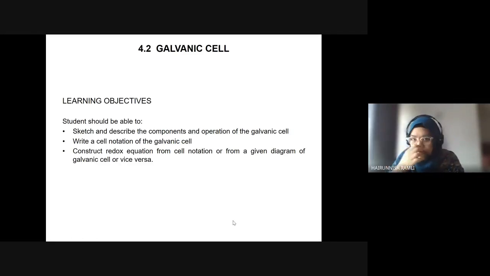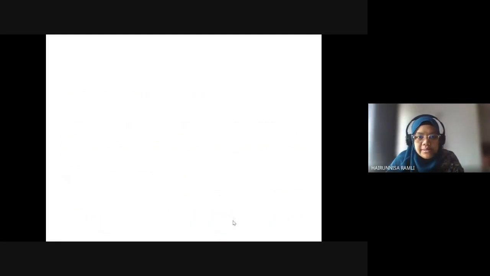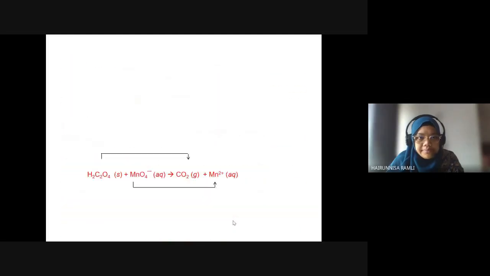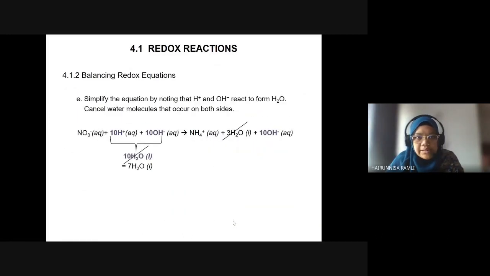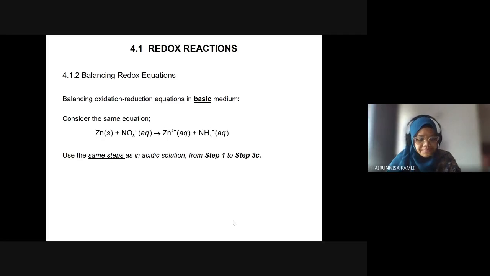So, as usual, we will recap what you have learned yesterday. You learned how to balance equations in acidic and basic medium, kan? The most important thing to balance the redox equations is first you tengok dulu dia punya soalan. Either dia nak you balance in basic or acidic medium. And then after that kita tengok you punya equation. So consider the equation and then you have to separate the half equation into oxidation and reduction.